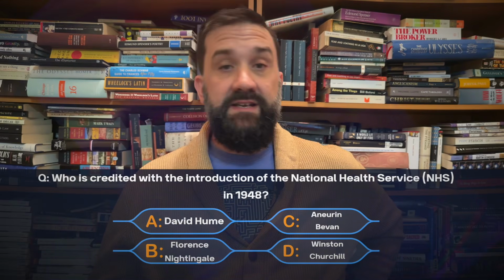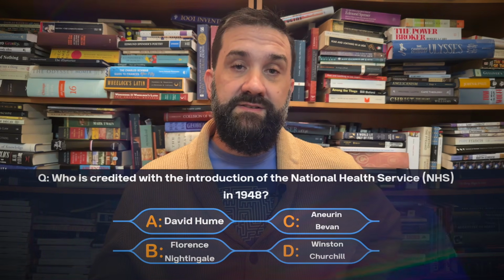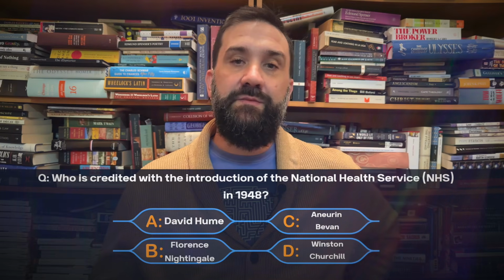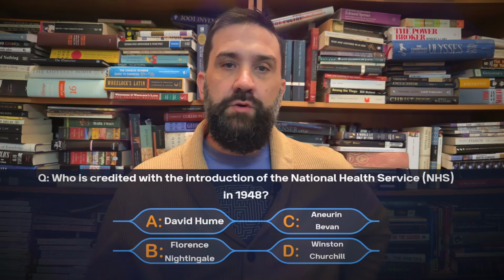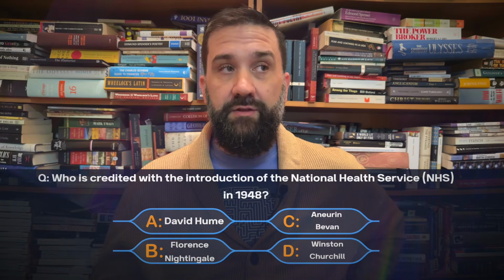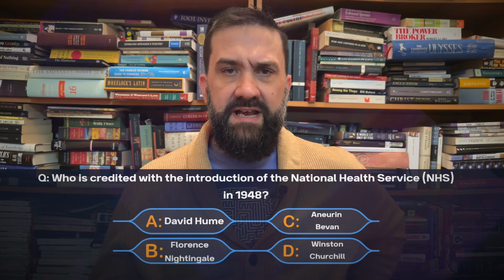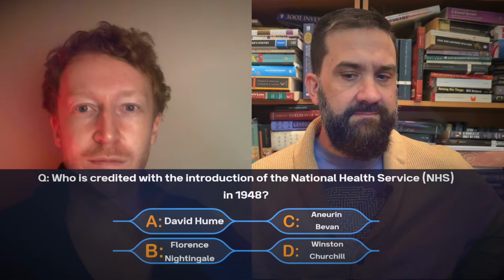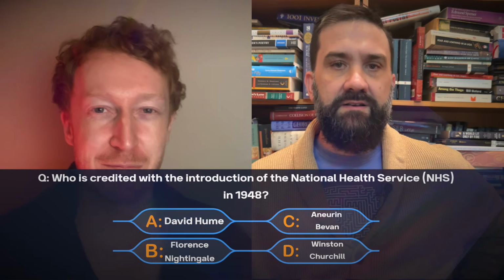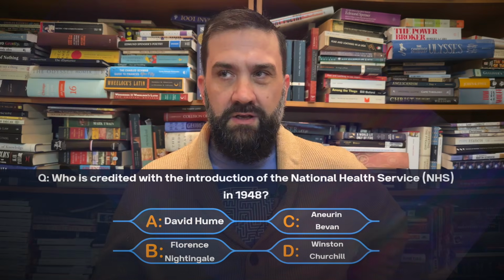So, it's not David Hume, because David Hume was another Scottish Enlightenment philosopher who was actually good friends with the aforementioned Adam Smith. Florence Nightingale was a nurse, so she's involved in healthcare, but I don't think she developed, what is it called? The National Health Institute? What is it? The National Health Service. I don't think that she introduced the National Health Service.